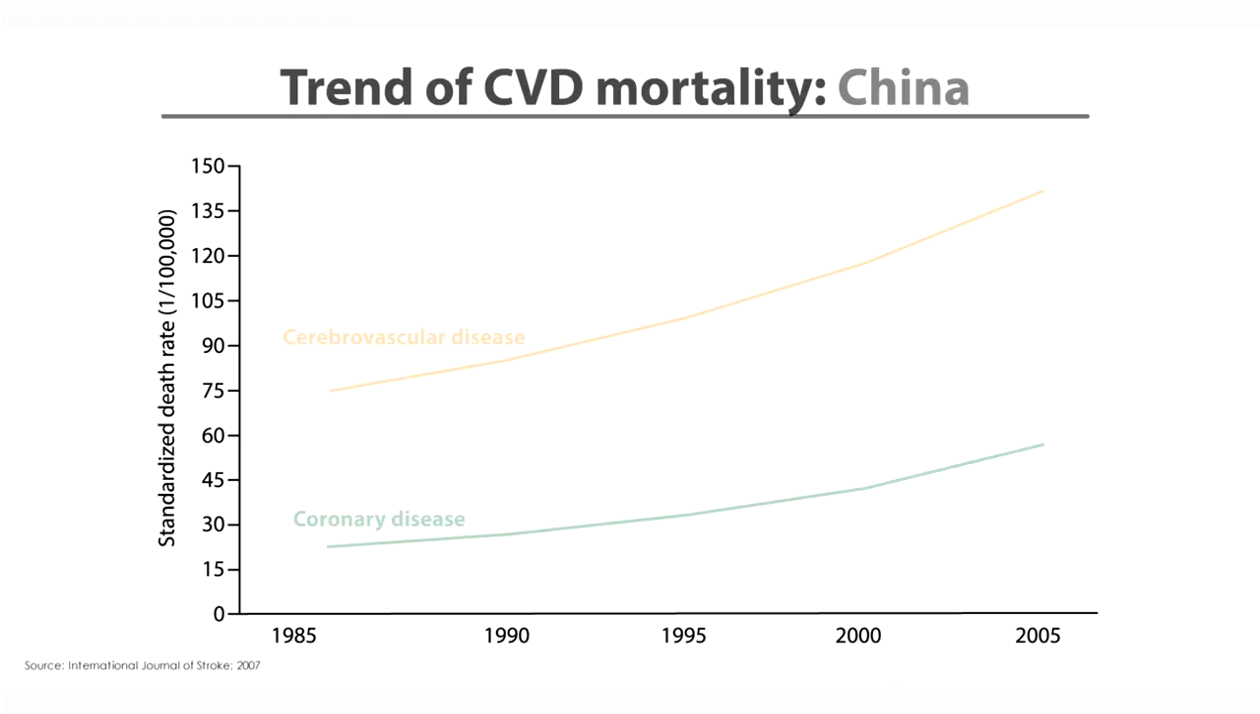In China, cerebrovascular disease or stroke is the prominent form of death, unlike coronary heart disease, which is the dominant form of cardiovascular disease in Europe or in the United States. This variation between coronary heart disease and stroke is happening across different parts of the world because of different stages of health transition.